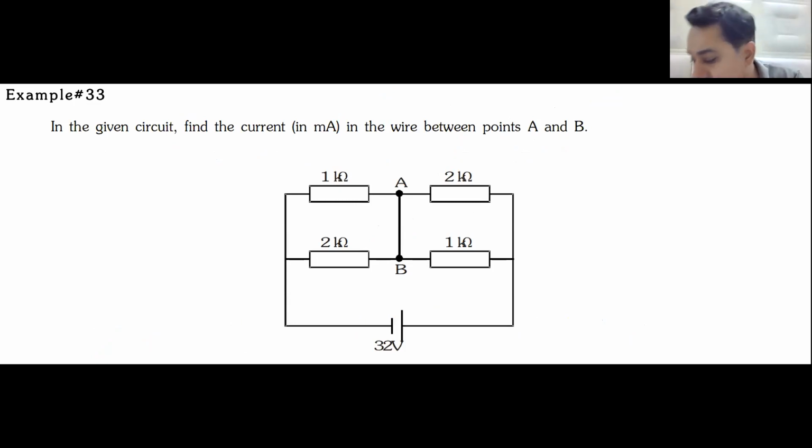In the given circuit, find the current in the wire between the points A and B. A and B are connected to each other with a wire which does not have any resistance. Do you understand the question? Have you noted down the question? Yes, sir. Battery voltage is 32 volt. The resistors are 1 ohm, then 2 ohm, then 2 ohm, then 1 ohm. Find the current in the wire AB and in which direction it flows, whether from A to B or from B to A. That is what we are looking at.